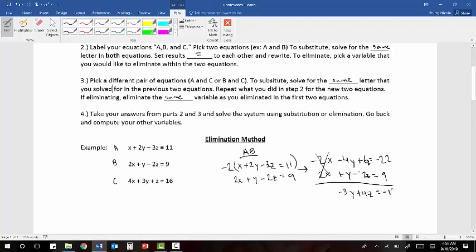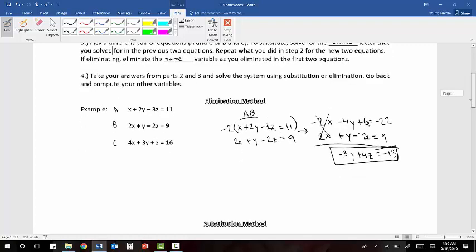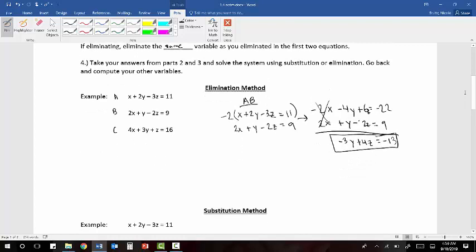and -13. So what I like to do, because this is going to get pretty messy with lots of work, is I like to draw a box around my new answer. So the answer I got after I did my first round of elimination, I like to draw a box around it, that way I don't forget. The next step is pick two other equations. So you can either do A and C or B and C. I think I'm going to do B and C.